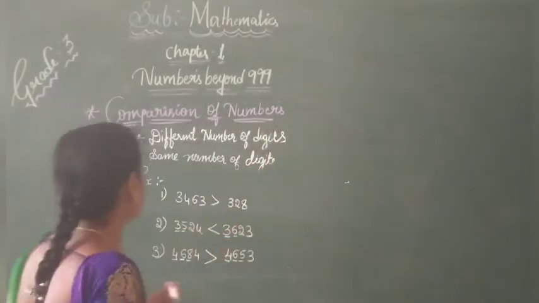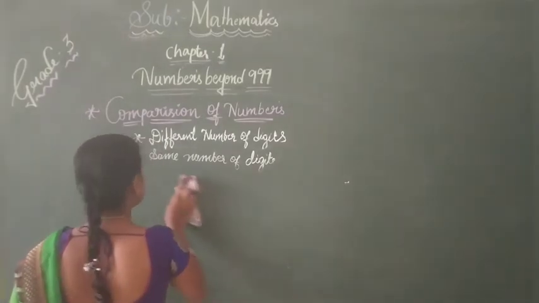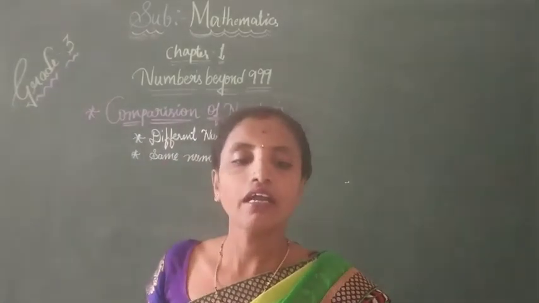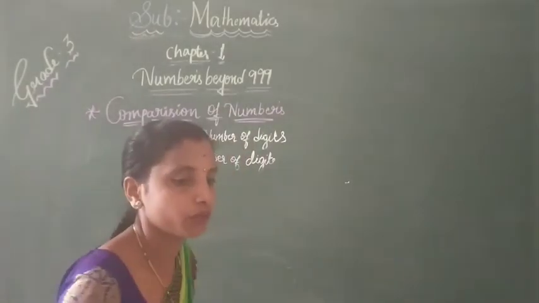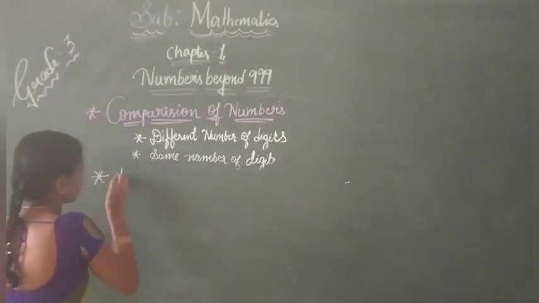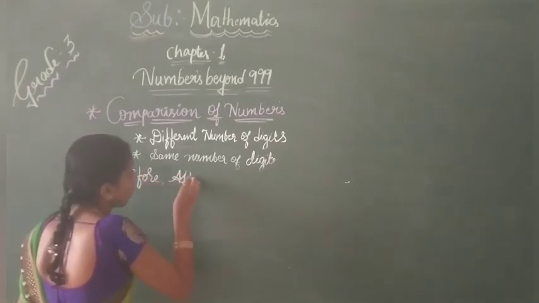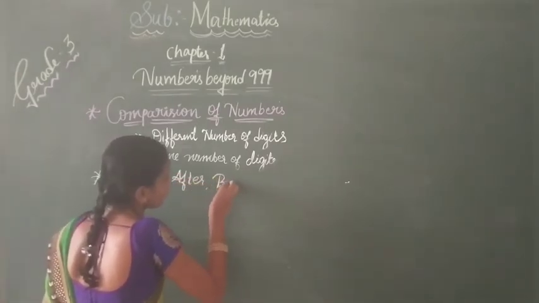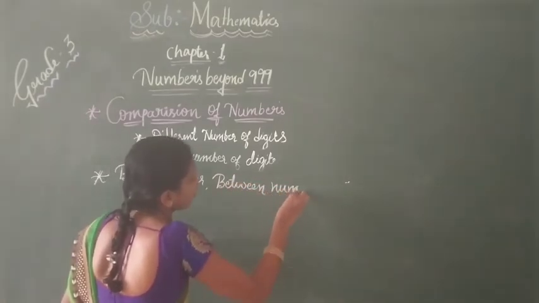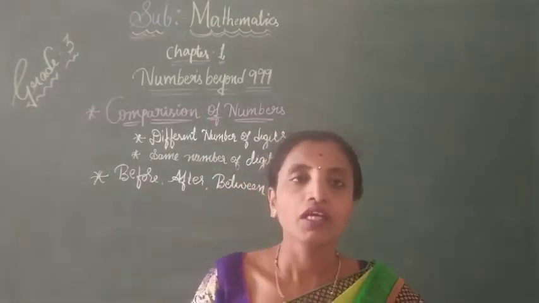Next, we move to the before, after and between numbers. Before, after and between numbers. This is about before, after and between numbers.